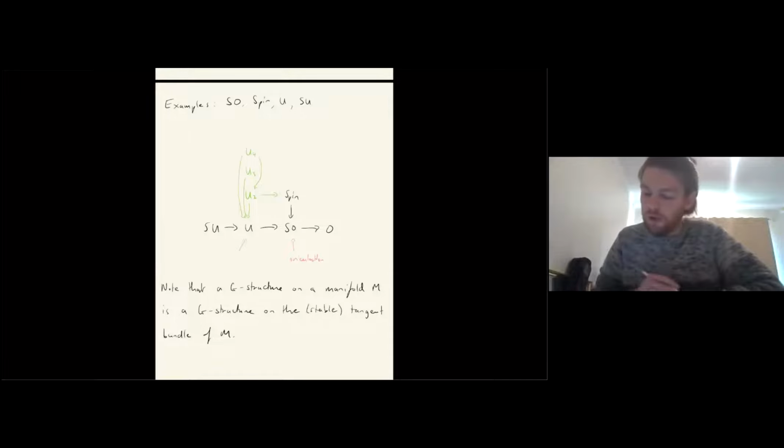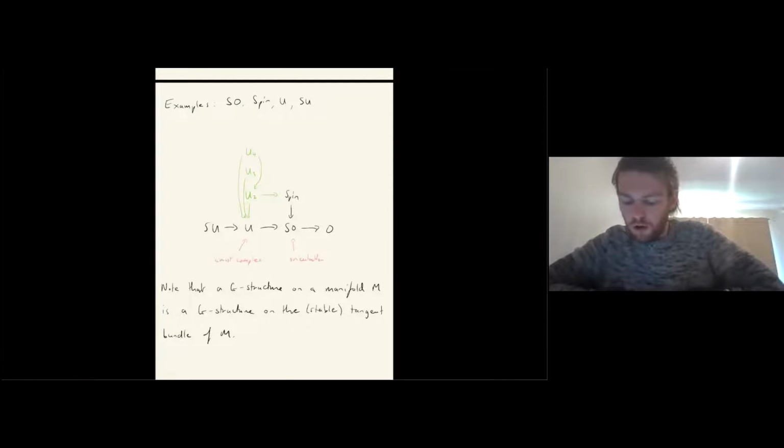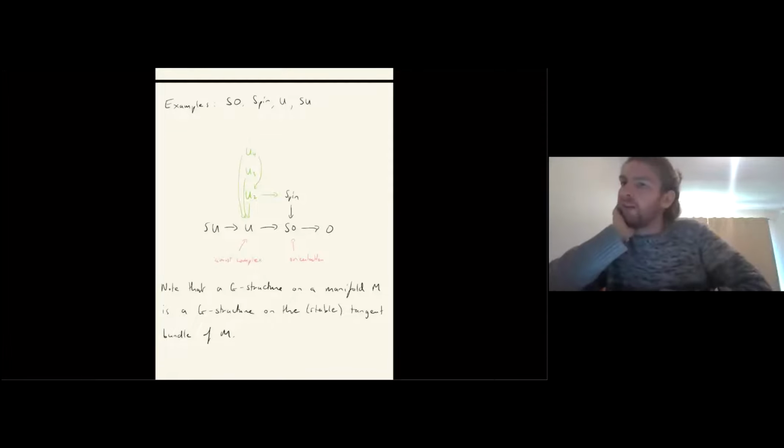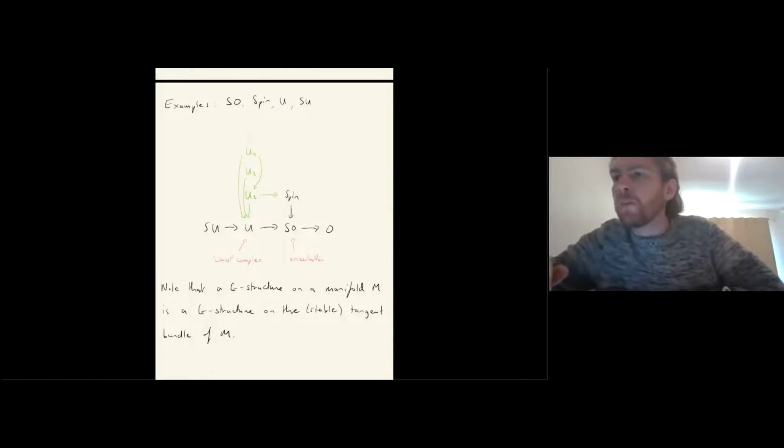So for U, this corresponds to what's called an almost complex structure. It's not a complex structure in the geometric sense. It's a topological definition where you don't require the integrability condition. I hope that somewhat answers your question.